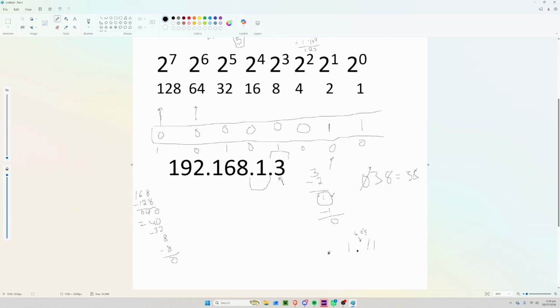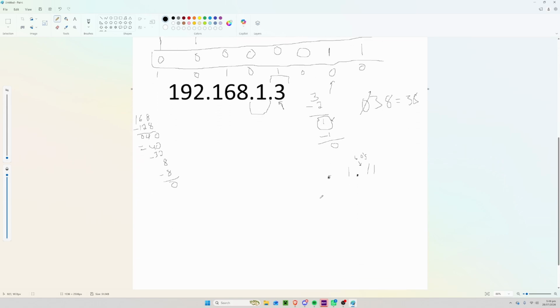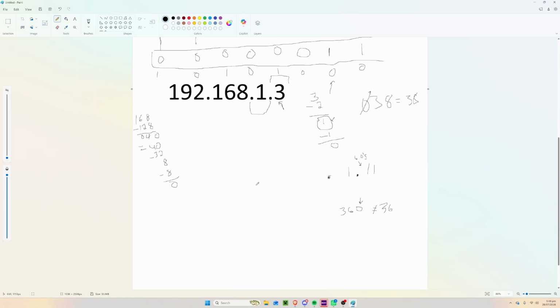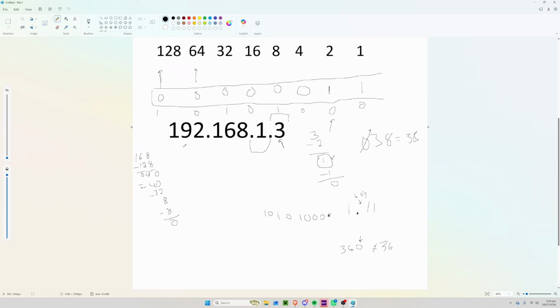Now these trailing zeros matter much more because they show the digits. For instance, if I was saying the number 360, we need this 0 because 360 is not equal to 36 if we were to drop this 0. It's not the same thing. It shows the digits. So in this instance, we would have the binary digits of 1, 0, 1, 0, 1, 0, 0, 0.